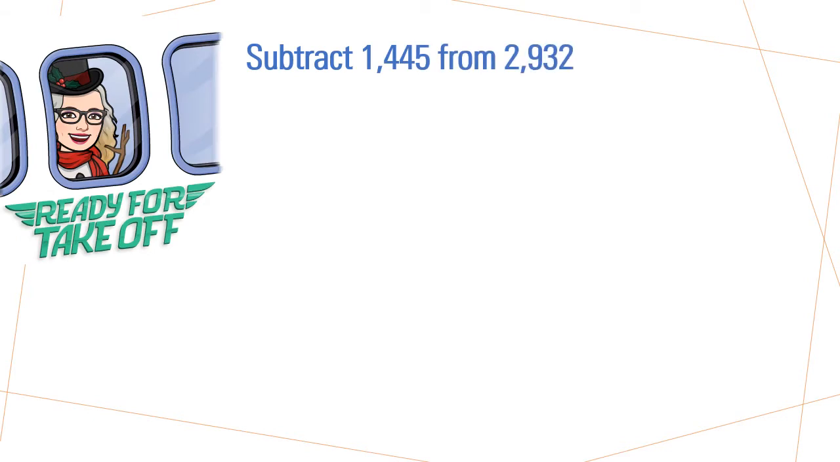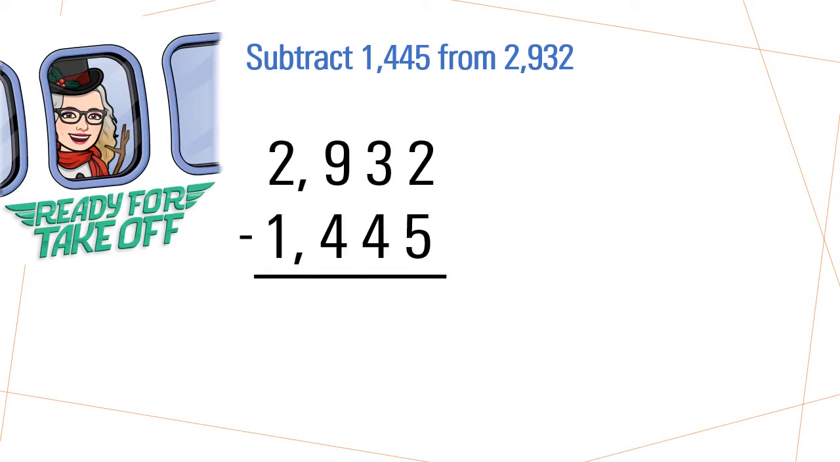Now, in order to solve this problem, we need to subtract 1,445 from 2,932. So to write this vertically, we write 2,932 minus 1,445. So we are going to start in the ones column.